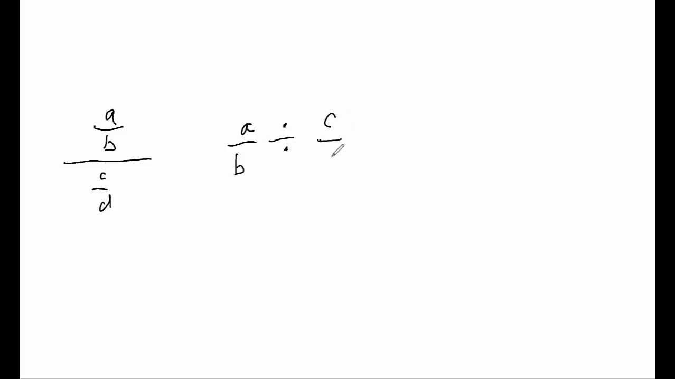C over D. Another way to simplify it is to look for the lowest common denominator of B and D and go through a procedure to simplify that. And we will go over both of these methods in the following examples.